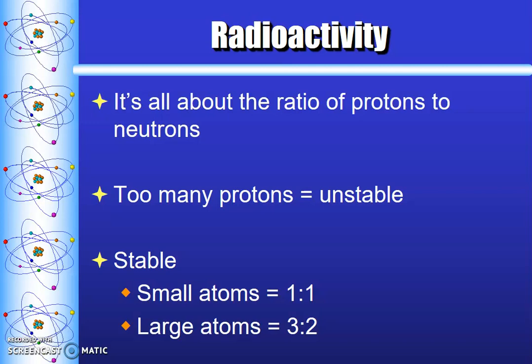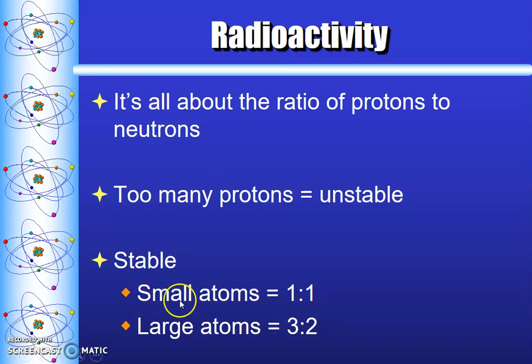So what makes an element radioactive? It's all about the ratio of protons to neutrons. If there are too many protons in a space without enough neutrons to sort of go in between those positive charges, that's going to make it unstable. Because remember, those positive protons are going to want to get away from the other positive protons. So we need those neutral neutrons to add stability.